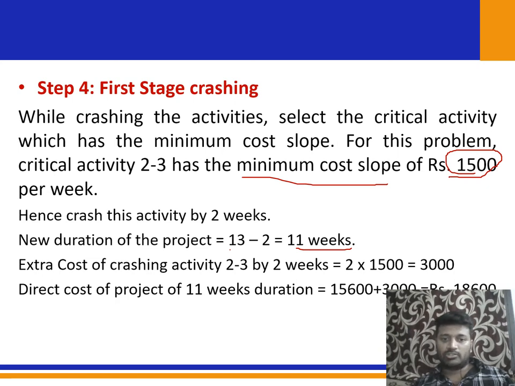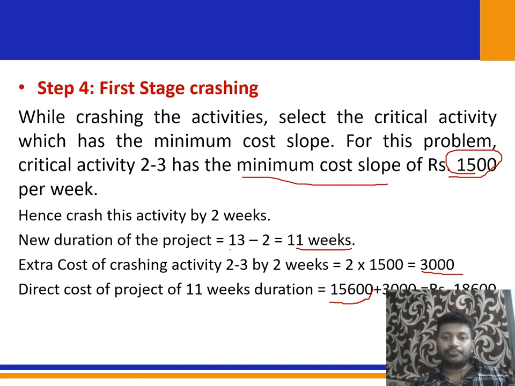Now the direct cost of the 11 weeks duration becomes the previous total cost which we added, that is 15600, plus the extra cost of crashing which we found out in the previous step, that is 3000. When you add both these, you will have the direct cost of the 11 weeks project duration, that is 18600.